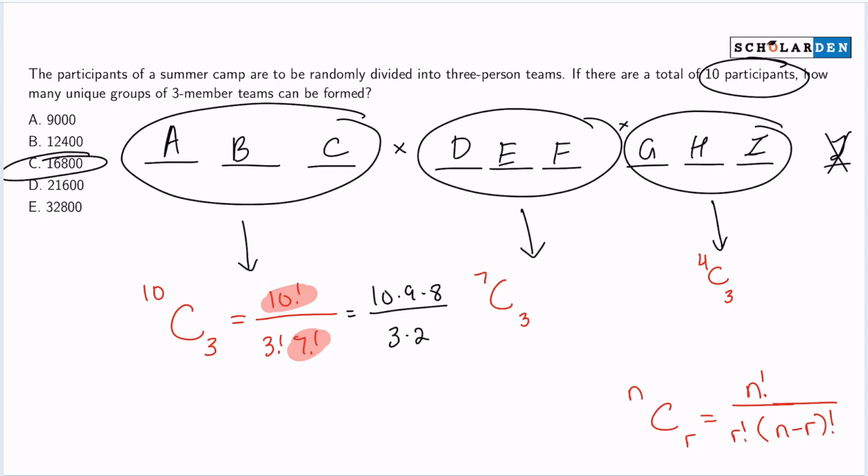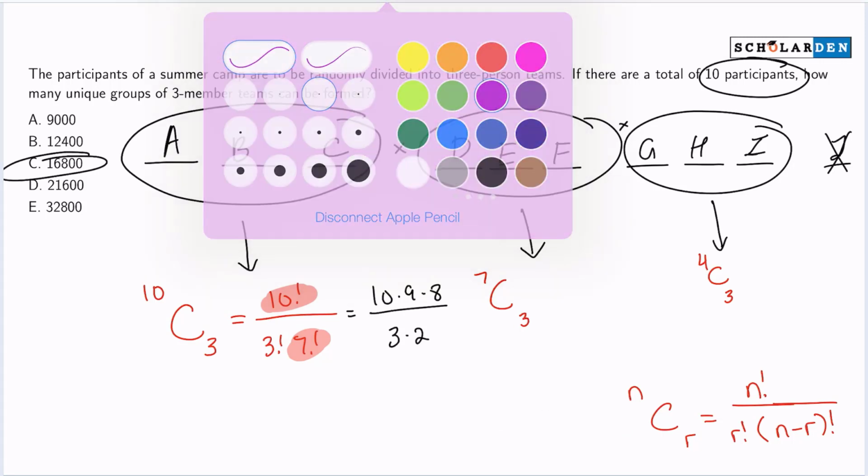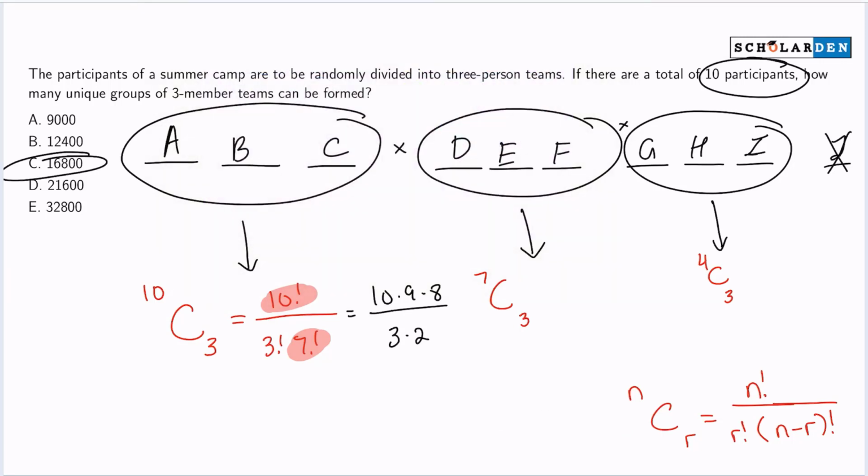What I'm going to do now is just simplify. I noticed that we have 3 and 2. I know 3 can divide into 9 3 times. 2 can divide into 8 4 times. So that's going to give us 10 times 3 times 4. Sorry about that. 10 times 3 is 30. 30 times 4 is 120.